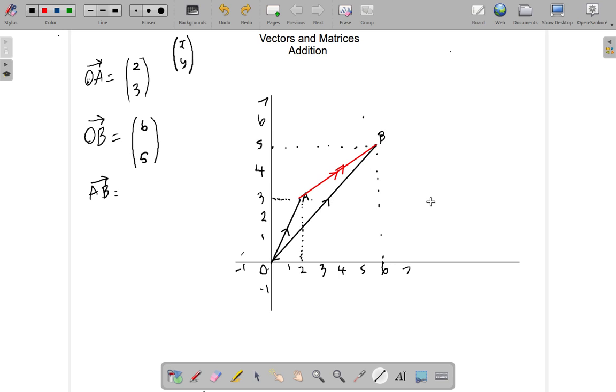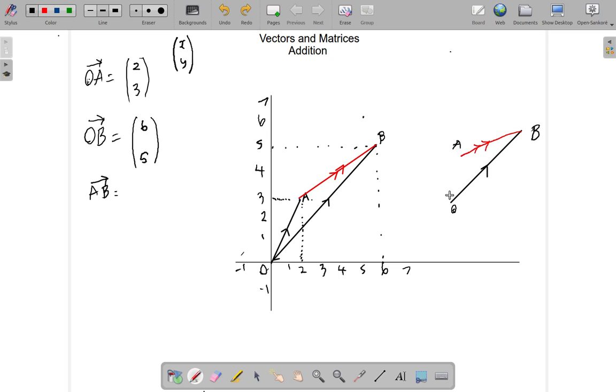So one of the vectors you're adding is OB. Let me redraw OB here. This is OB. The resultant is this. This is A and this is B. Let me maintain the color of my A in black. This is A.